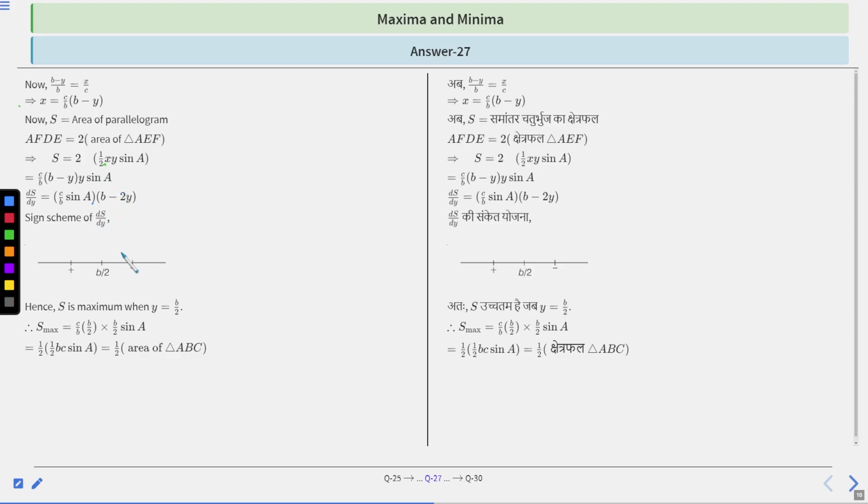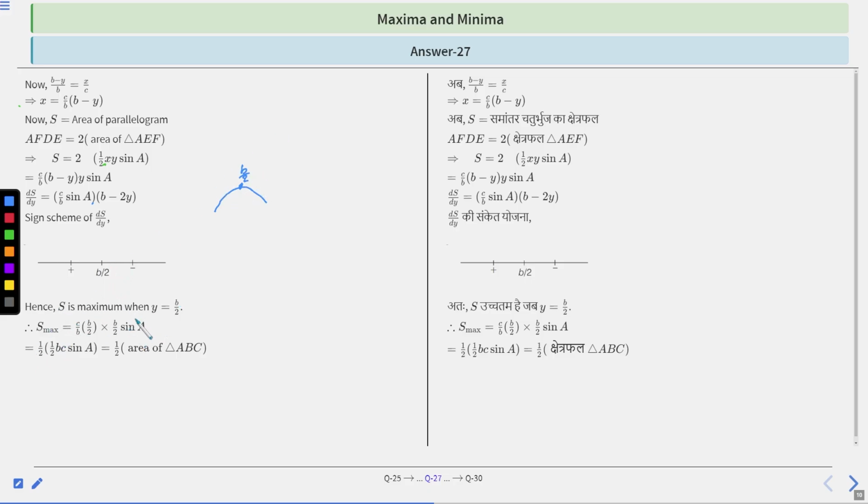See, B by 2 is the critical point. If Y is less than B by 2, then dS by dY is positive, and if Y is greater than B by 2, then dS by dY is negative, right? Hence dS by dY is changing its sign from positive to negative. That means the point B by 2 is a point of maxima. Hence, S is maximum when Y is equal to B by 2. You have to remember this.